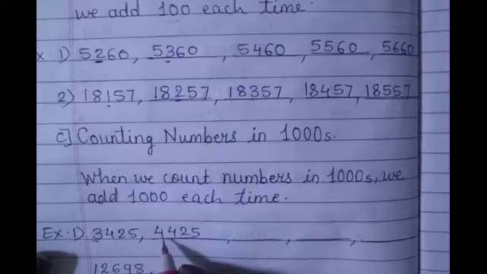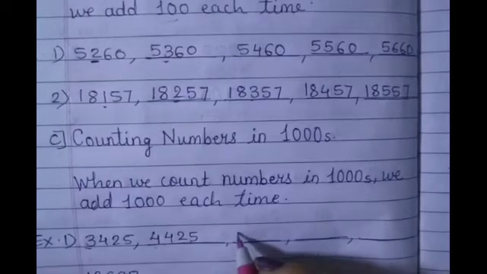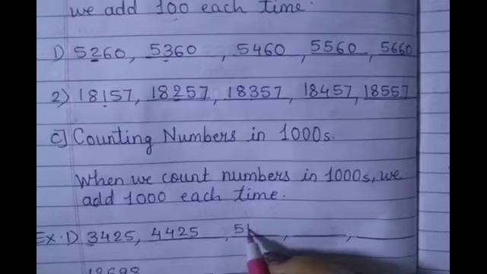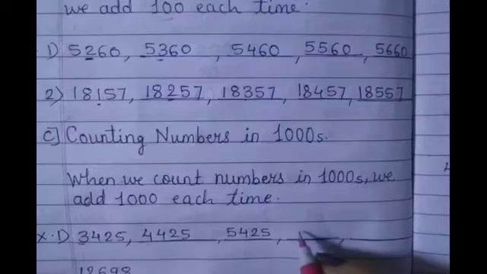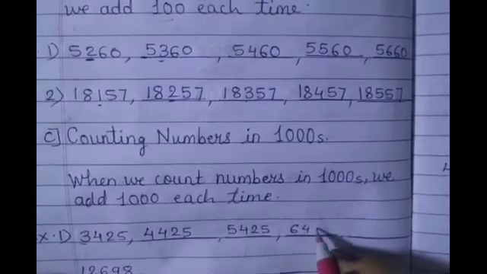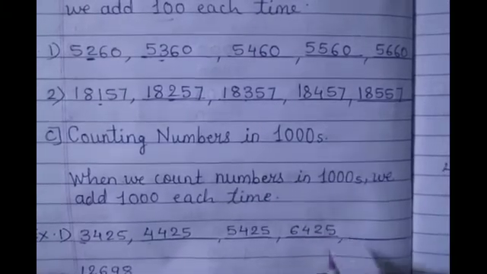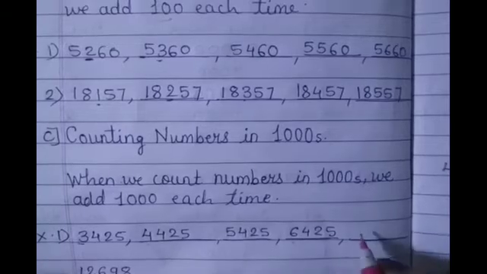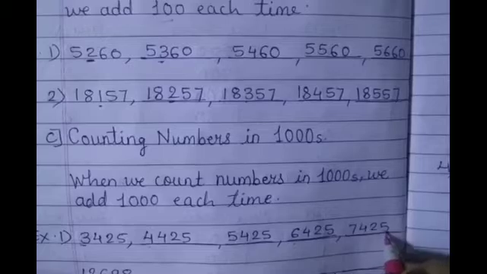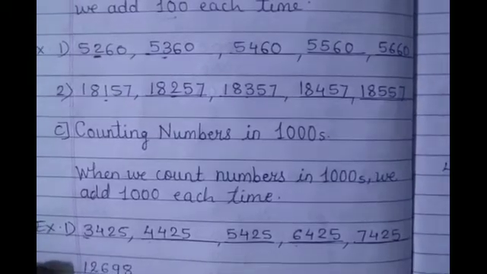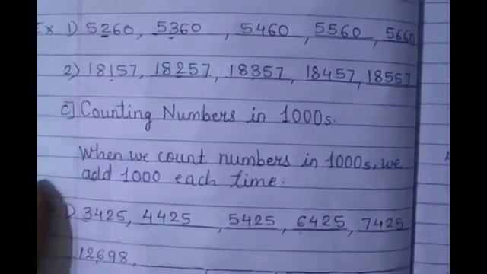Concentrate on hundreds place. Sorry, thousands place. We'll be adding one more into this. So it will become 5,425. Next will become 6,425. Adding 1 into 6, it will become 7,425.